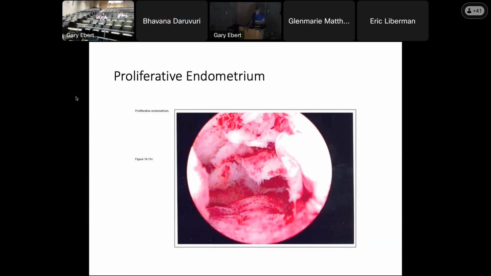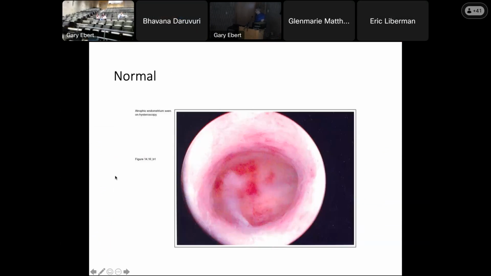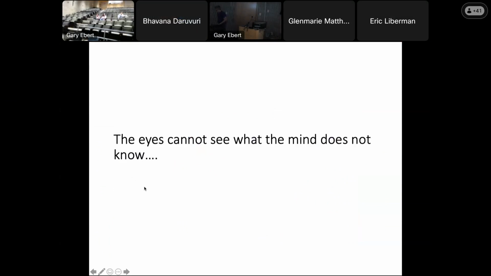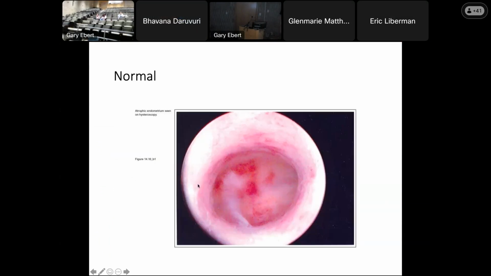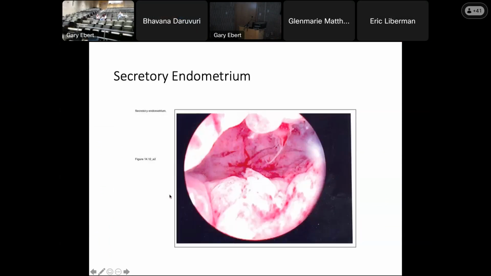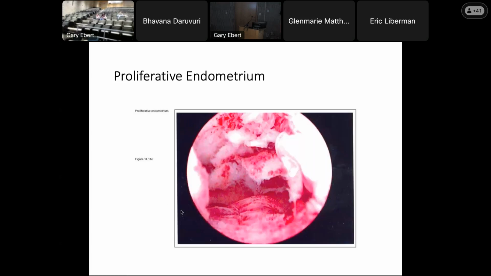Getting back to where we were. As I was saying, your eyes can't see what your mind doesn't know, so you have to appreciate the normal. This is a normal atrophic lining in a postmenopausal woman. Secretory endometrium: if you don't do the preparation with the progesterone withdrawal, or you're not doing it days 5 to 9 of the cycle, you can encounter secretory endometrium. It's usually fluffy appearing, and you may see gold specks. Proliferative endometrium is also fluffy appearing. Sometimes it is a little difficult to differentiate secretory from proliferative.